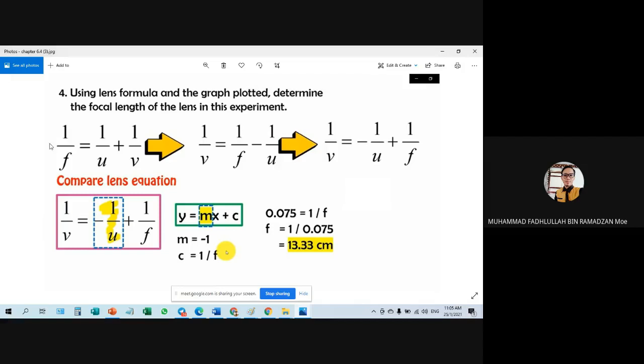Okay. So we will get 1 over v equal to 1 over f minus 1 over u. But we want to make it y equal to mx plus c. So that x, the 1 over u at the back, we bring it to the front. When moved to the front, it becomes negative 1 over u. So that is what we will get.